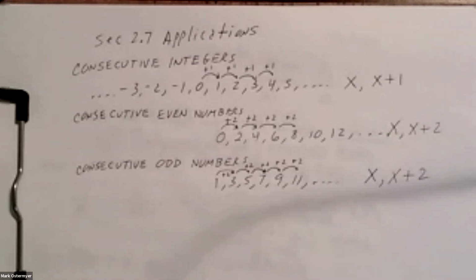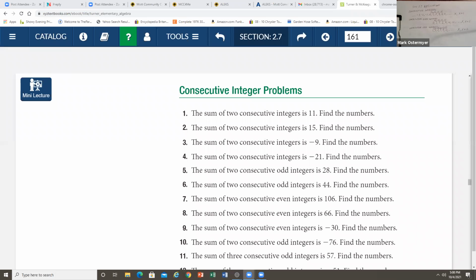All right. Armed with all that, let's see if we can begin to do some problems here now. All right, so we'll look at problem number 4. It says the sum of 2 consecutive integers is -21. Find the integers. They want you to find the integers.